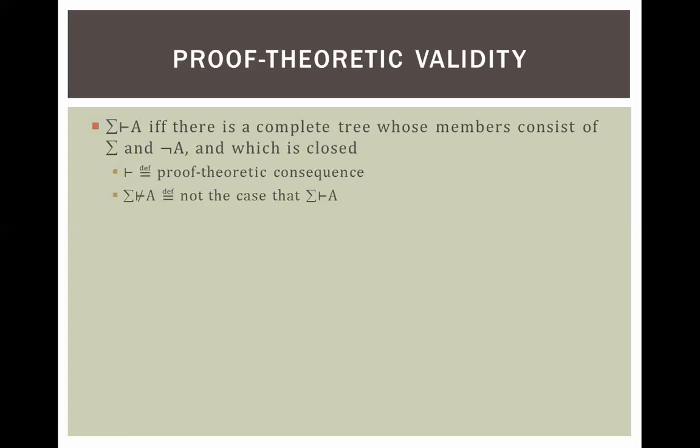Here we go. Last time we saw the sigma, and we saw the little double T. It looked kind of like this. Sigma that A, right? This time you're seeing just the one. This was for semantic validity. This is for proof theoretic validity. So a set of formulas, sigma, proof theoretically entails a formula A, a conclusion, if and only if there's a complete tree whose members consist of sigma and not A, which is closed.